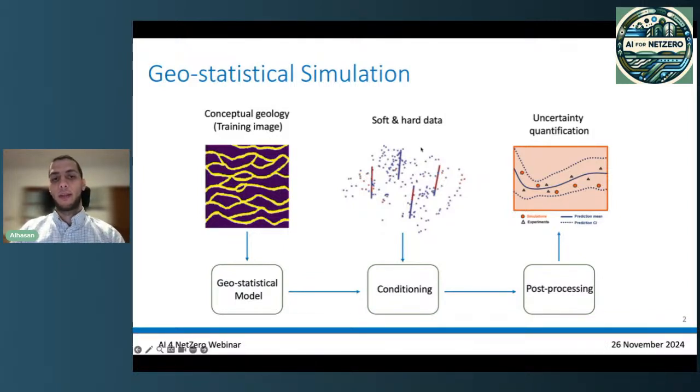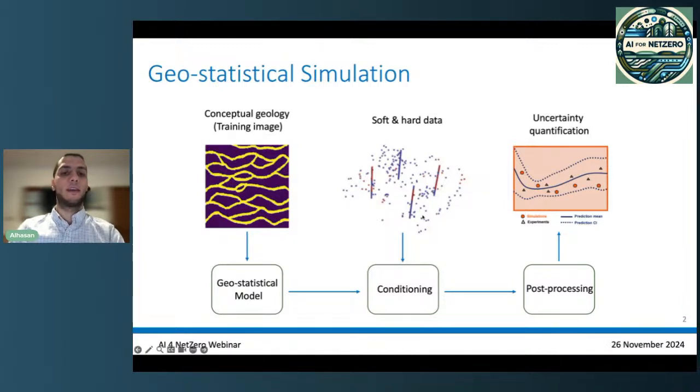This data could be soft data like seismic surveys, for example, or hard data like well logs. So the conditioned realizations should respect both the training concept and also the observed data. The third step is to perform some analysis on these conditioned realizations. For example, we can do some uncertainty quantification on a particular simulation problem, or perhaps solve an inverse problem.